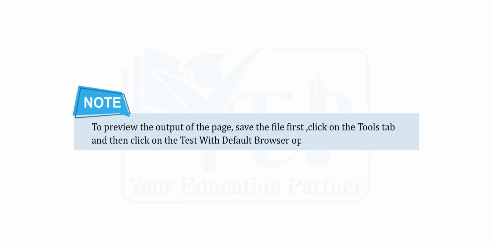To preview the output of the page, save the file first, click on the Tools tab, and then click on the Test with Default Browser option.